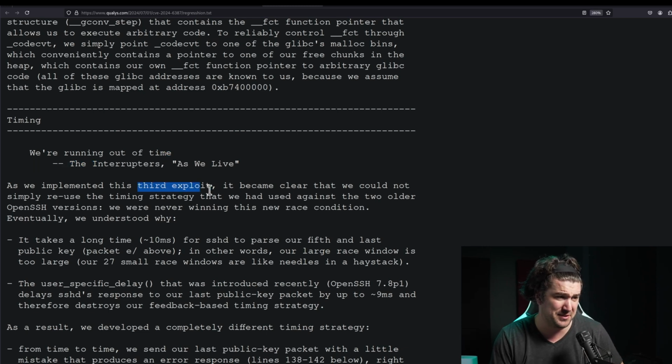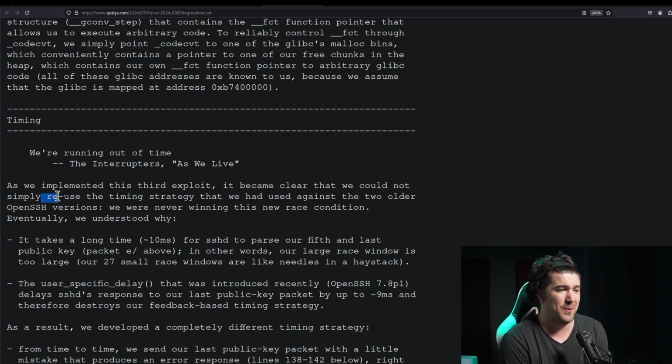As we implemented this third exploit, it became clear that we could not simply reuse the timing strategy that we had used against the other older OpenSSH versions. We were never winning this new race condition.